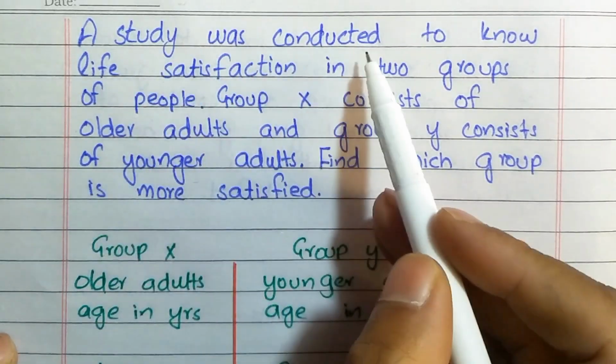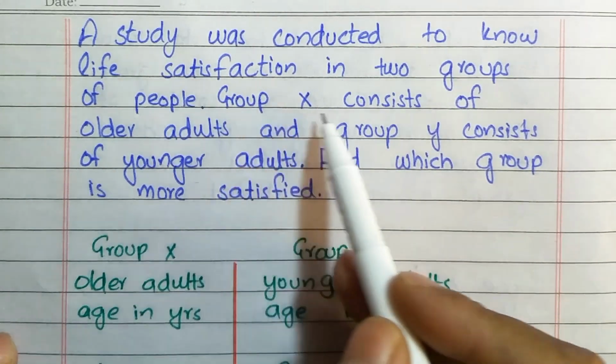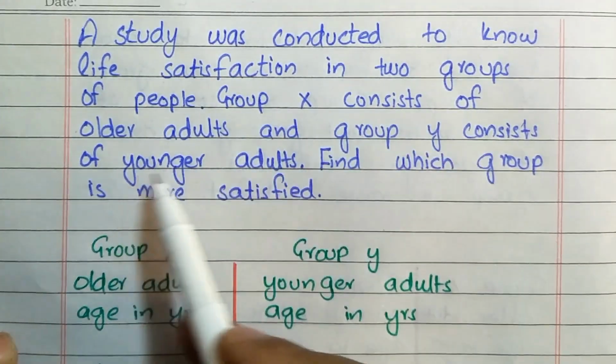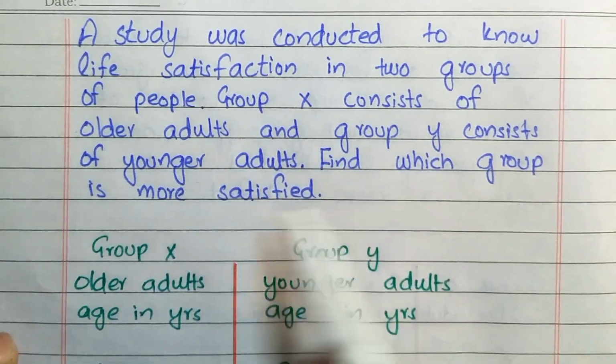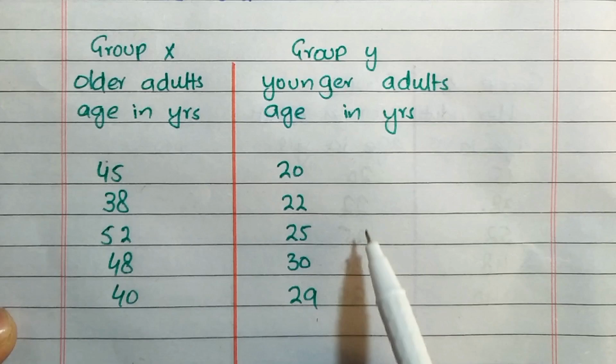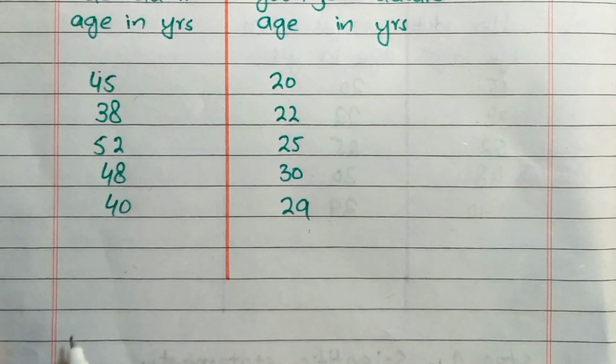A study was conducted to know life satisfaction in two groups of people. Group X consists of older adults and Group Y consists of younger adults. Find which group is more satisfied. We are going to apply 6 steps of hypothesis testing.